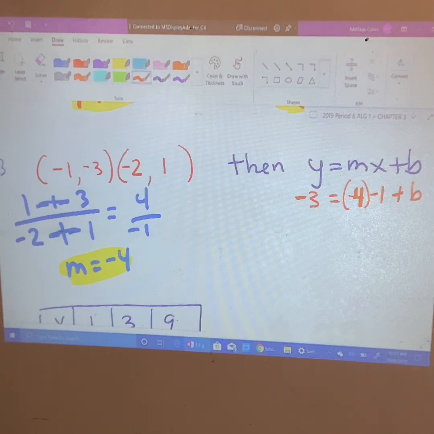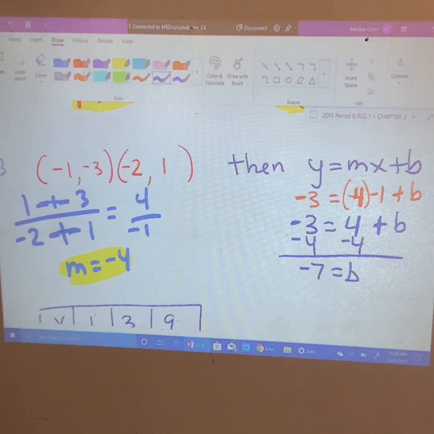Okay, let's do the math here. This is going to be -3 equals -4 times -1. A negative times a negative makes a positive. Plus b. Let's solve for b, so let's take away 4 on both sides. And I get -7 equals b. Okay, I have my m, I have my b, and I'm going to write the equation right here in the center, the equation for these two ordered pairs. The equation is y equals -4x minus 7. That's my equation for these two ordered pairs.